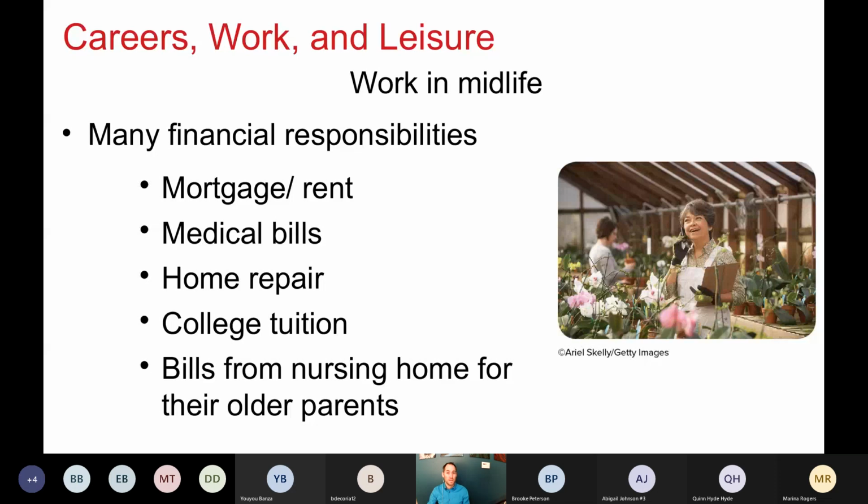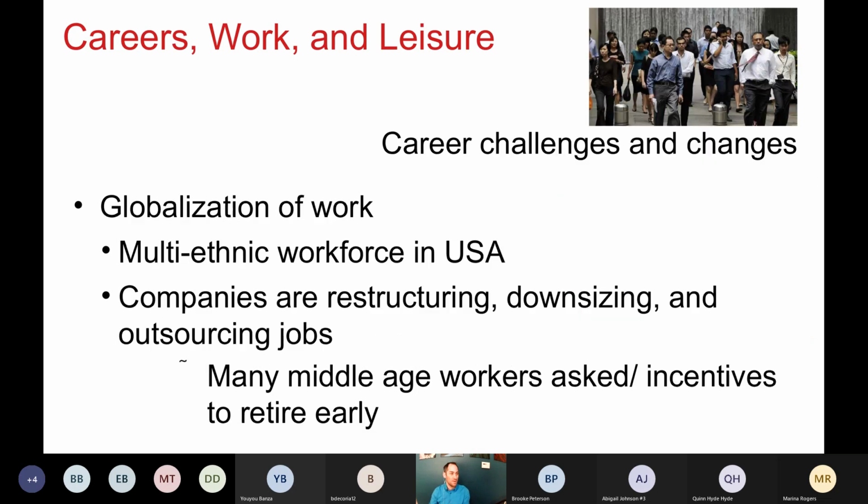Also, a lot of financial responsibilities on average at this time in life. So for US samples, oftentimes there's mortgage or rent to be paid, medical bills. This might be a time, especially in middle adulthood, when like we talked about in physical health, there might be new medical bills or new things that you're finding that you have to pay that weren't there before. Home repair, maybe paying college tuition for children, and also possibly bills from nursing homes for older parents, or bringing those older parents to live with you and trying to decide that. So there's a lot of responsibilities in general, not just financial responsibilities, at this time in middle adulthood.